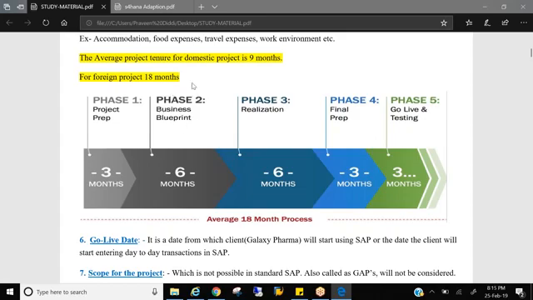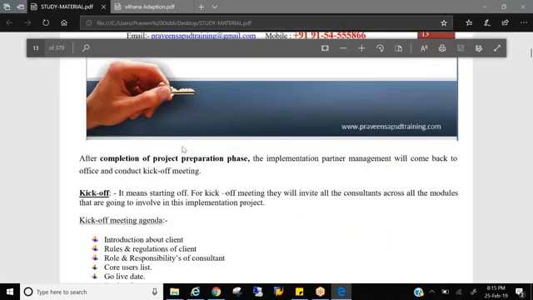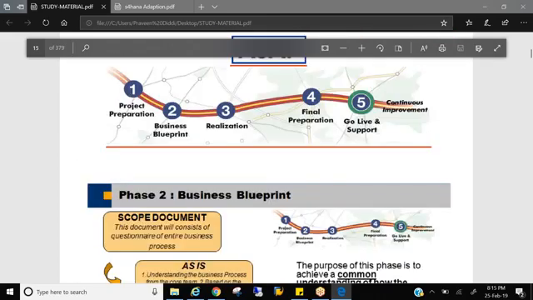Likewise, you gather the requirements and you follow the BBP to do the realization. That means to configure everything in the system, you follow the blueprinting document. So what all activities do we do in blueprinting? What is this phase all about?